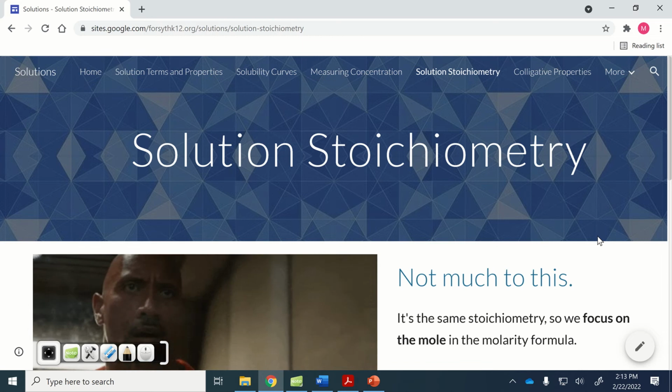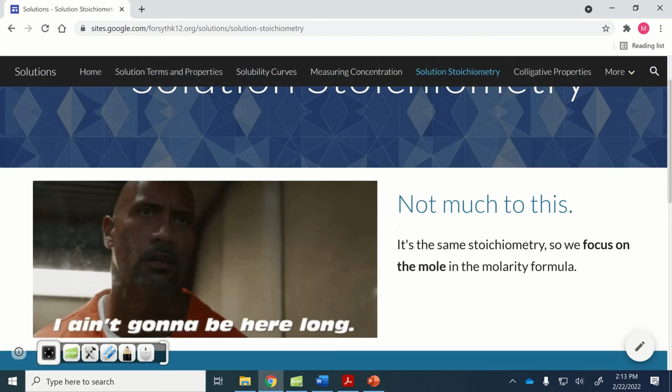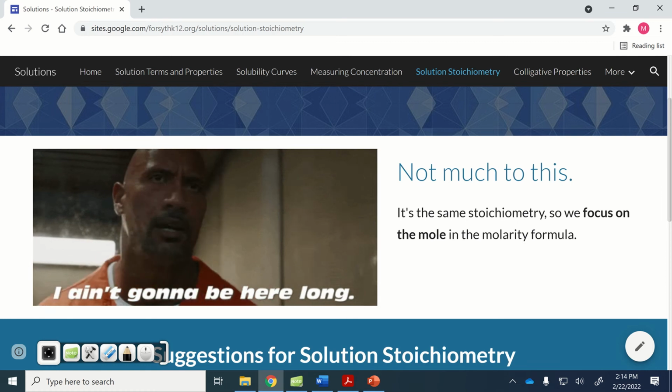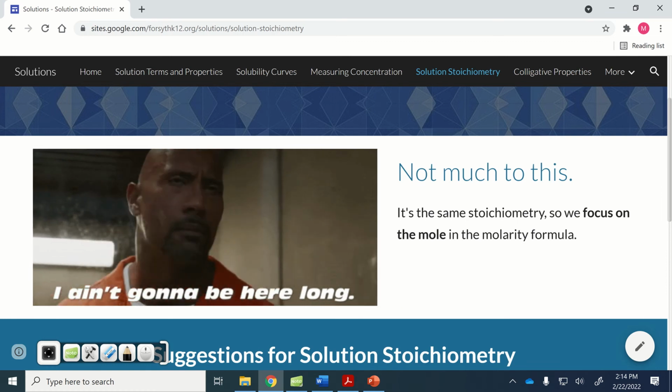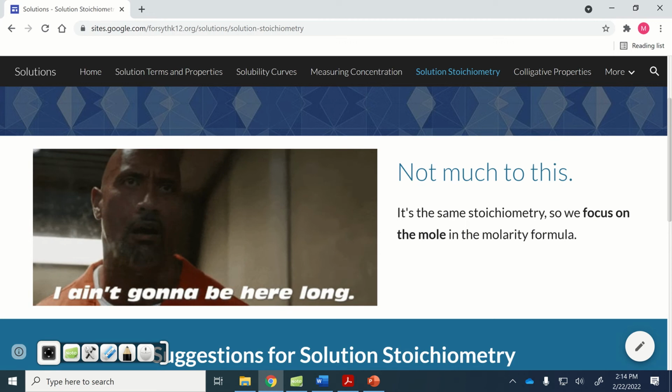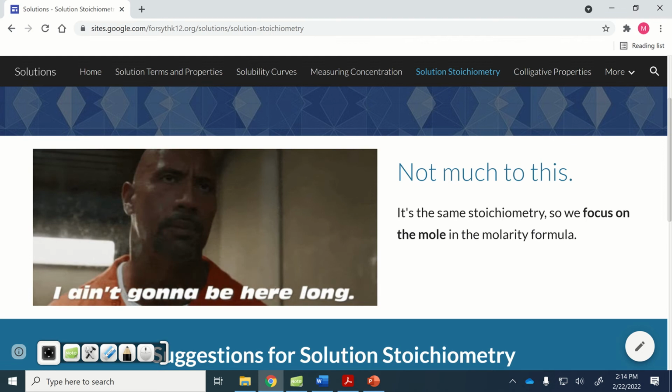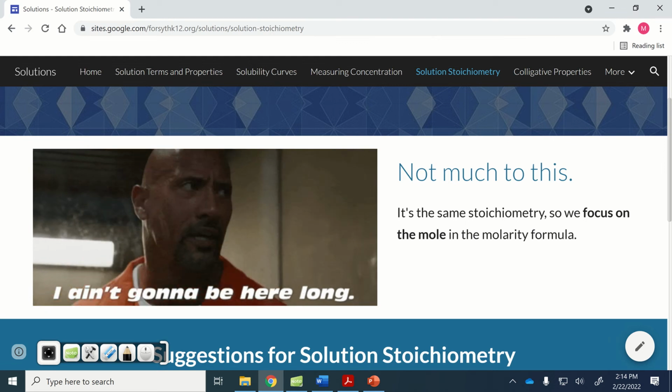We're looking at solution stoichiometry. As it says, there is not a lot to this because we've already done lots of stoichiometry last unit. The only thing we've got to keep in mind when we're doing solution stoichiometry is just get to the mole. As we said, that's what stoichiometry depends on, the mole, because that's how we can change from one compound to the other. So focus on the mole in the molarity formula and we can go from there.